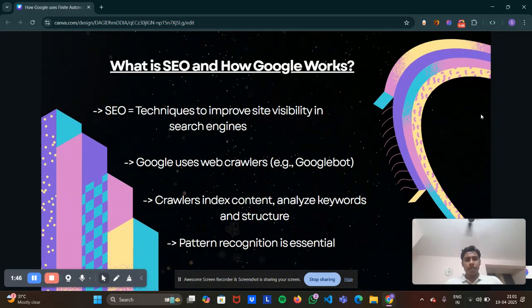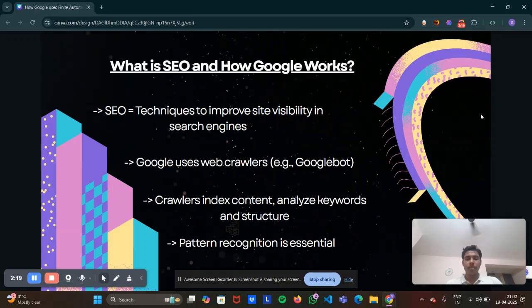What is search engine optimization and how does Google work? Search engine optimization or SEO is the process of improving the quality and quantity of website traffic by increasing the visibility of a website to users of a search engine. Google does this using bots called Googlebots, which are essentially automated software agents that crawl billions of web pages across the internet. These bots read and analyze the content of websites to determine what a page is about.